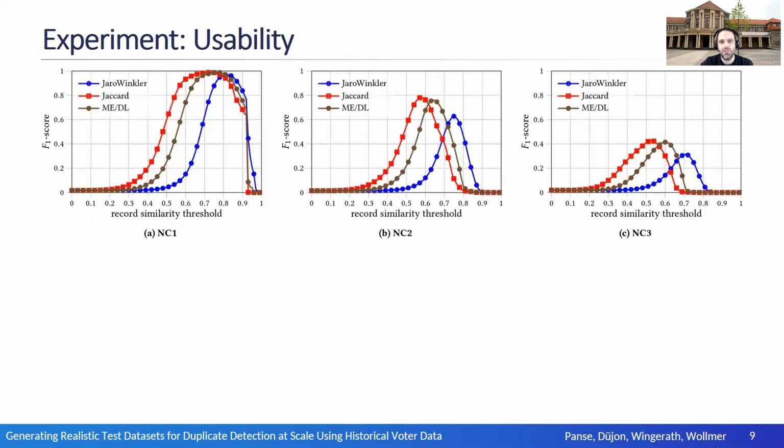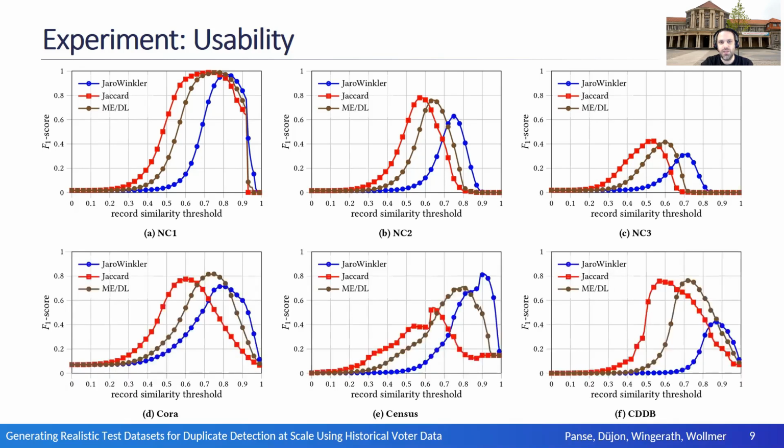Now, here you can see the results in form of F1 scores of different duplicate detection algorithms that we applied to the 3 datasets. And as expected, the dirtier the dataset, the harder it was to detect the duplicates, which shows us the value of using the pre-calculated similarity scores to customize datasets of different degrees of dirtiness. As a comparison, we applied the same algorithms to the Cora, Census, and CDDB datasets, and the results are similar to the ones of NC2.